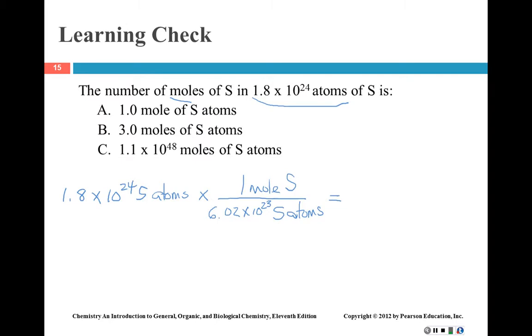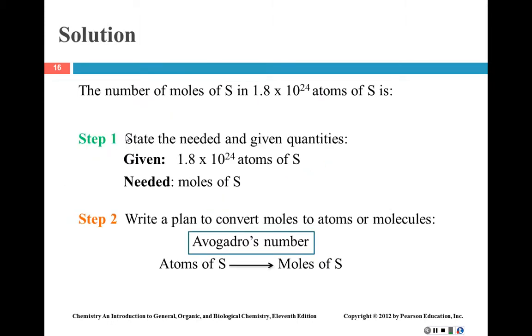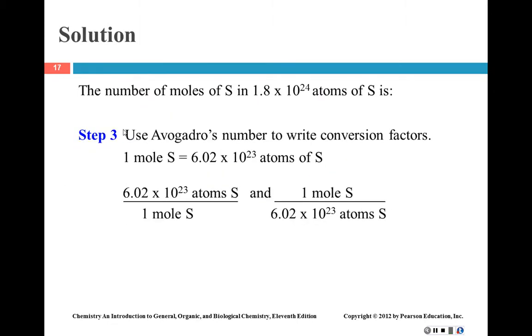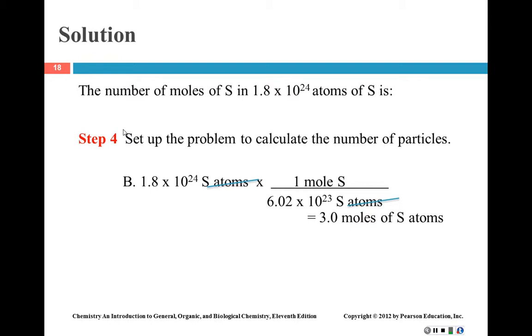All right, my calculator told me it was 2.99 moles, so I'd say that that's close enough to 3, wouldn't you? So 3 moles of sulfur. Hopefully you got the same thing. You can always go through the more complicated instructions, but we get that same answer.